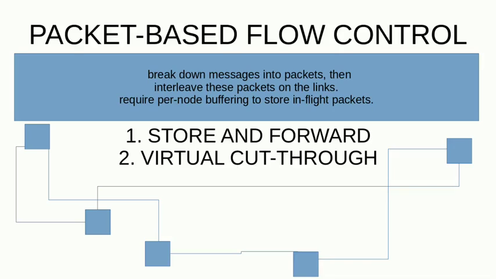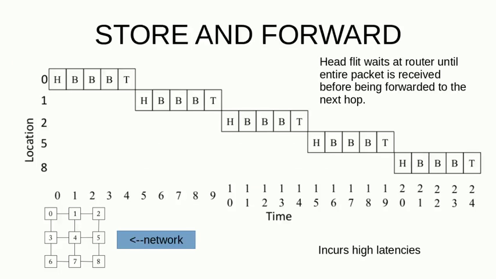Next we have an example of a store and forward mechanism. This is the time space diagram. In the time space diagram we need 5 cycles to store the entire packet at each location. 5 for the 0th location, 5 for the first, 5 for the second, and so on. So in all we need 20 cycles to move our packet from node 0 to node 8 through node 1, node 2 and node 5.